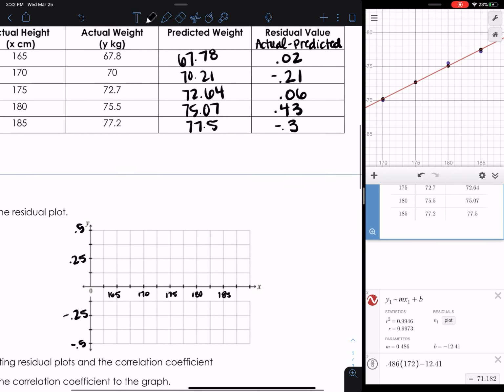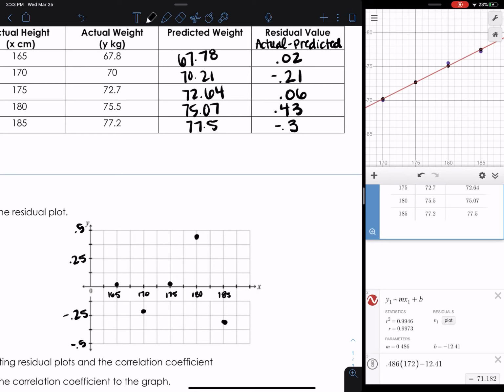So now using our residuals, at 165, our residual value is 0.02. So that's super close to the line. I'm actually going to move it a little closer, so that'd be down there. The next one is negative 0.21, so that's going to be about right there. Then we have 0.06. That's also going to be super close to the line. Then we have 0.43, so I'm going to put that about right there. And then our last one is negative 0.3, so that's going to be about right there.